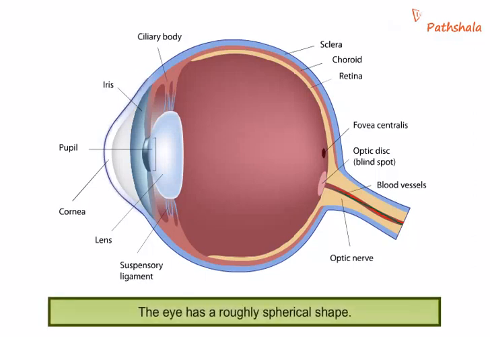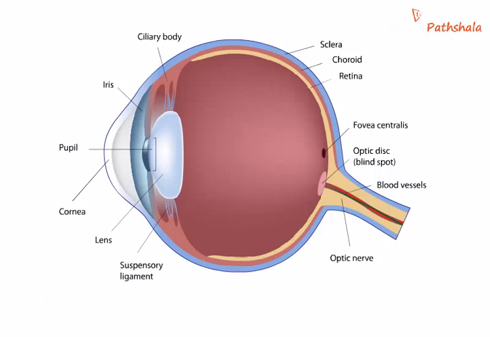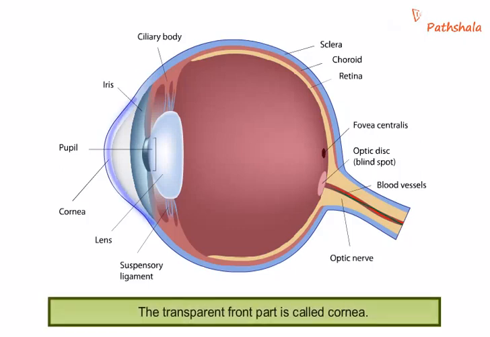The eye has a roughly spherical shape. Outer coat of the eye is tough and white in color, and it protects the interior of the eye. The transparent front part is called cornea. A dark, muscular structure called iris is present behind the cornea. A small opening called pupil is present in the iris. The size of the pupil is controlled by the iris.